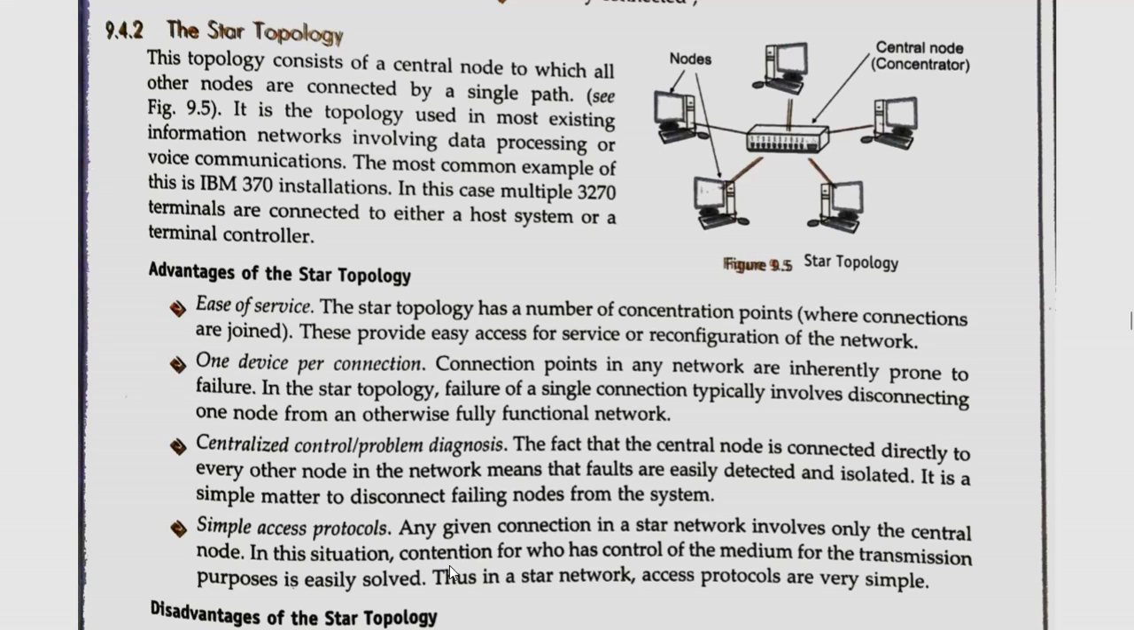Okay, so all the accessing will be done from the central node. In this situation, contention over who has control of the medium for transmission is easily solved. Now you don't have to worry about which system is configured to allow the access. You know that all the access is done with the help of the central node. So there is no confusion about which node has the data. That's why the protocols meant for this central system are very simple, and that's why it creates a simple access protocol for the star topology.